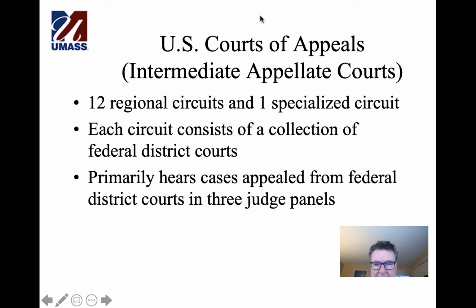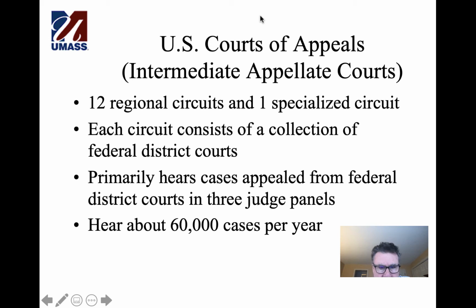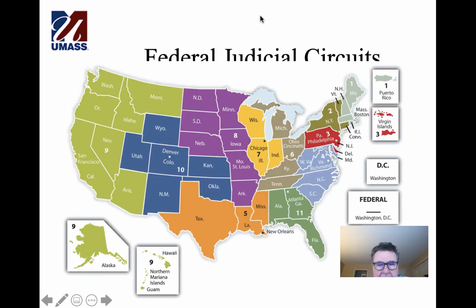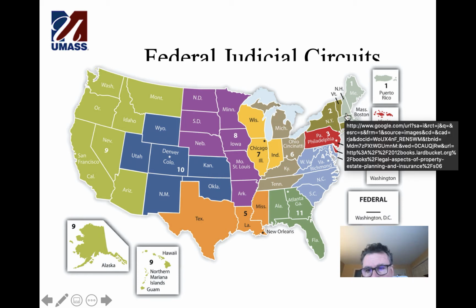Primarily, these judges hear cases that are appealed from federal district courts. Remember, the district courts are trial courts. These are appellate courts, and they hear about 60,000 cases per year. They're a major part of our judicial system, and those appeals go to the U.S. Supreme Court. Another picture of the circuits. We're up here in a New England circuit. Vermont and Connecticut somehow ended up with New York.